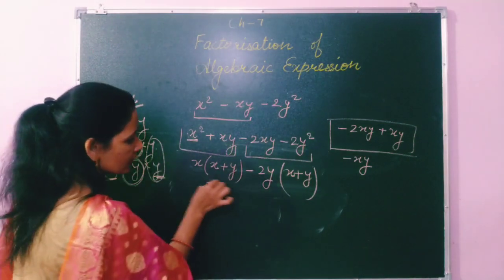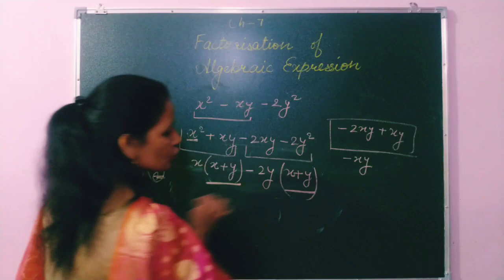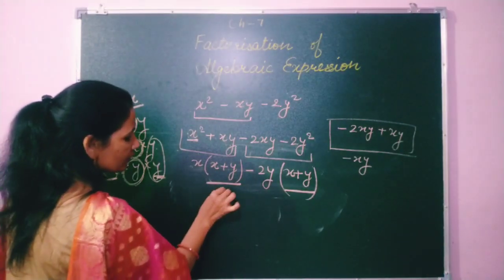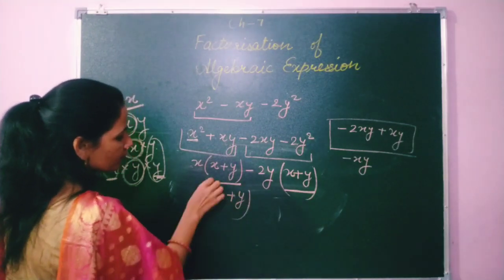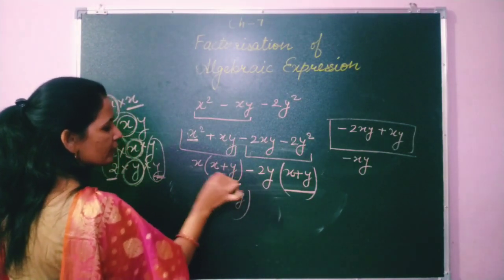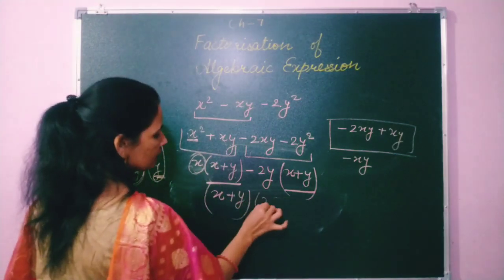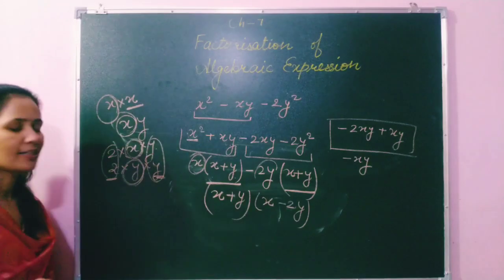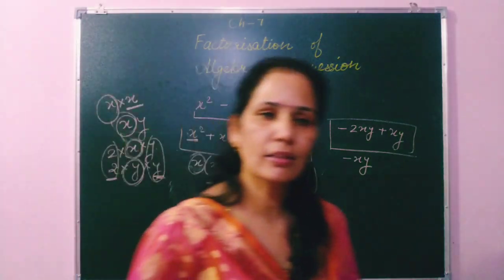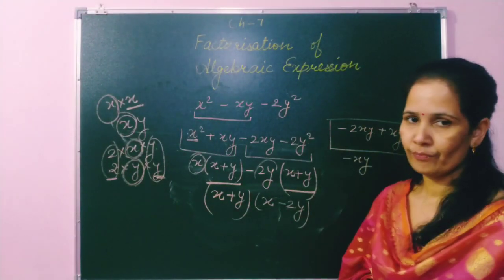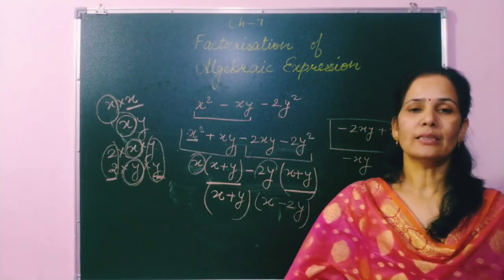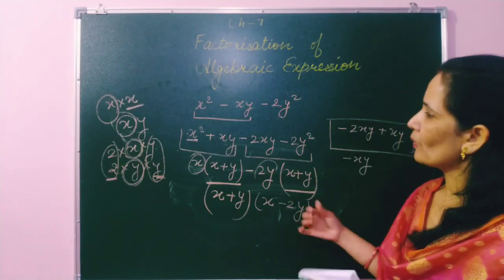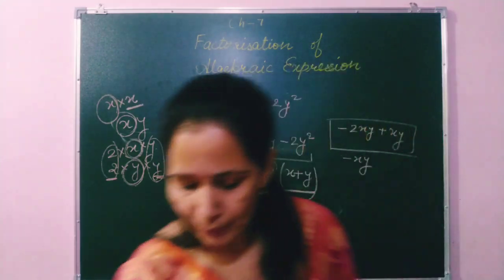So now observe, in both terms x plus y is common. So here we have written x plus y as common. If we have taken x plus y from here, the remainder is x and here is minus 2y. So this is the factor of the algebraic expression. Now we have written the factor of the algebraic expression. It might be a little bit difficult, but students, when you practice this one, you can easily solve it. So now I am going to explain one more easy example which will make you more clear.